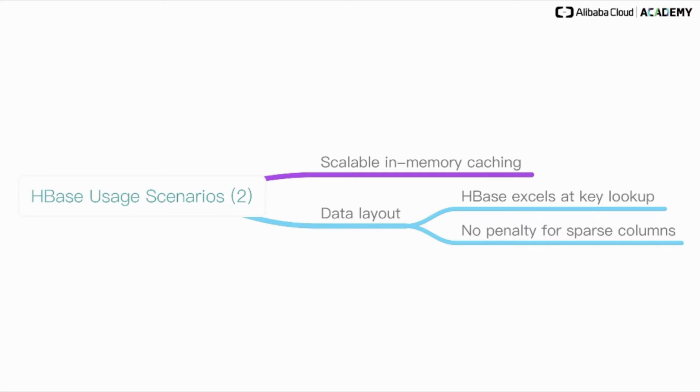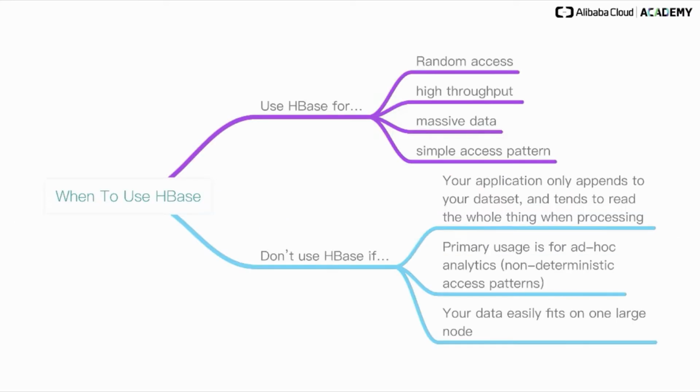HBase also excels at key lookup, and there is no penalty for sparse columns. You can use HBase when you need random write, random read, or both. And if your application performs thousands of operations per second on multiple TB of data, you can use HBase. When you use HBase, your access patterns should be relatively simple. But in the following cases, HBase won't be a wise choice.